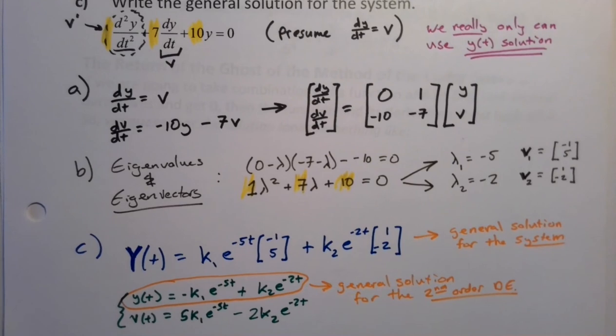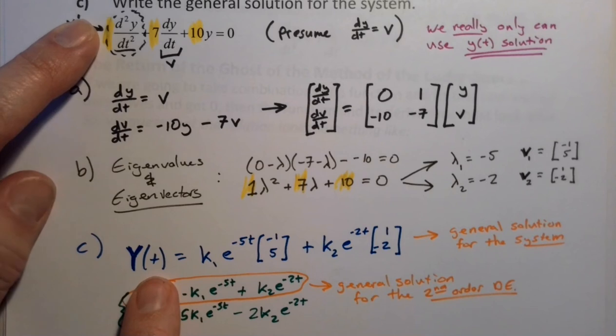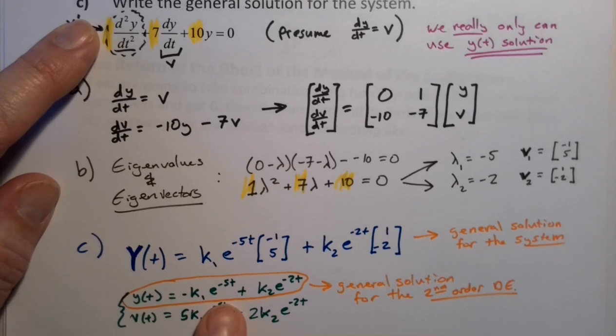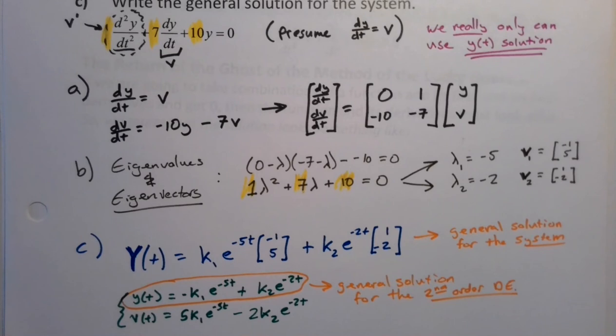So if you were asked to find the general solution for this equation right here, saying this really is not correct. The solution is just this right here: y of t equals k1 e to the -5t plus k2 e to the -2t. The way you can see that is if you go into Maple and type dsolve on this equation, it would only spit out a y of t, because the solution for this is y of t equals some function.